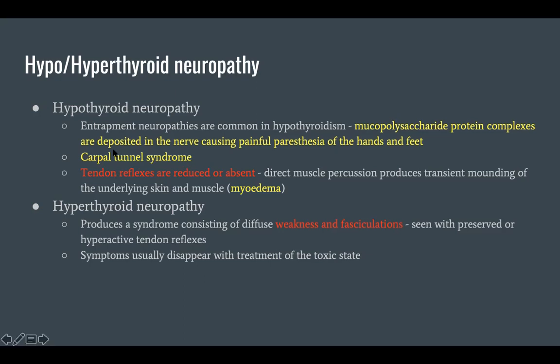So know that with hypothyroidism, we've got reduced reflexes. And then with hyperthyroidism, we've got weakness and fasciculations. So remember, fasciculations are going to be seen with lower motor neuron diseases.